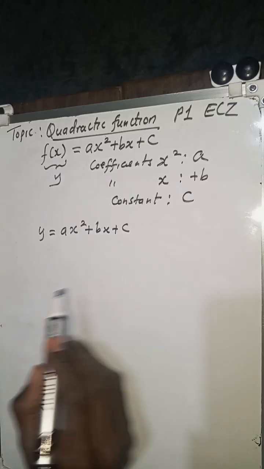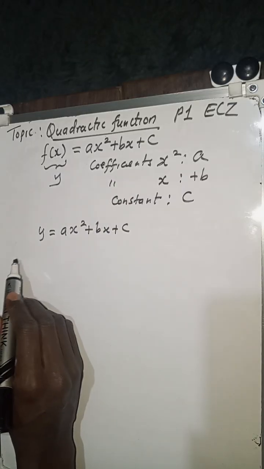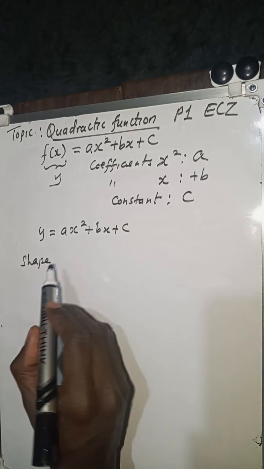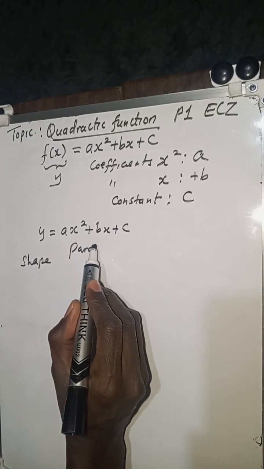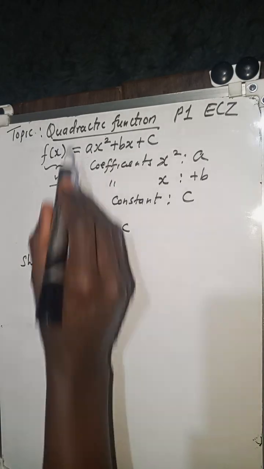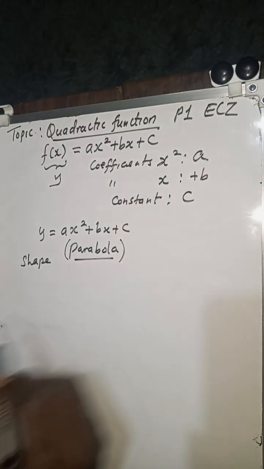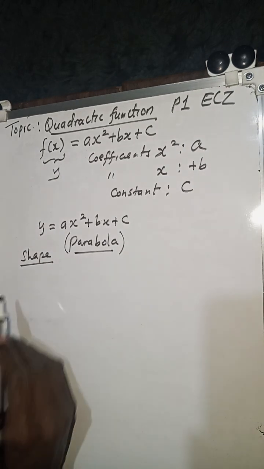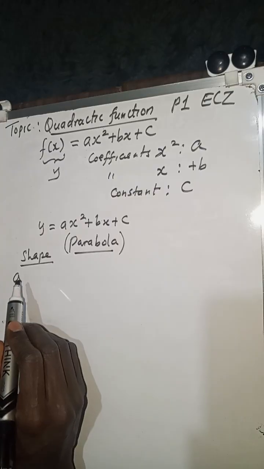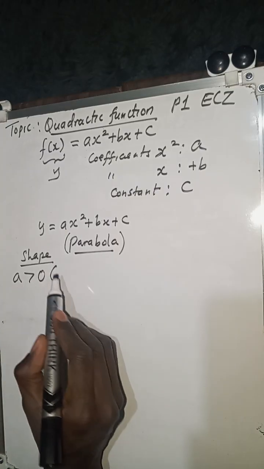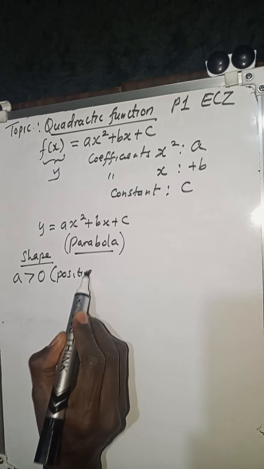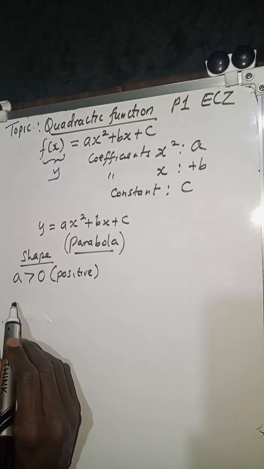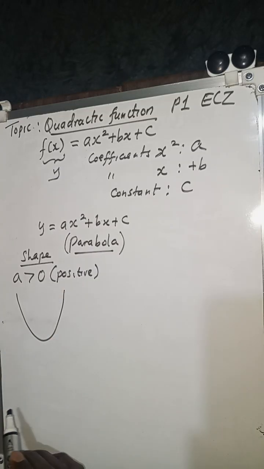Now I want you to remember a few things. Let me talk about the shapes that are formed, which we call the parabola. The shape formed by a quadratic function is simply called a parabola. There could be two main shapes that you're going to find in your paper one. If your a is greater than 0, meaning it is positive, then the graph is going to look like that.